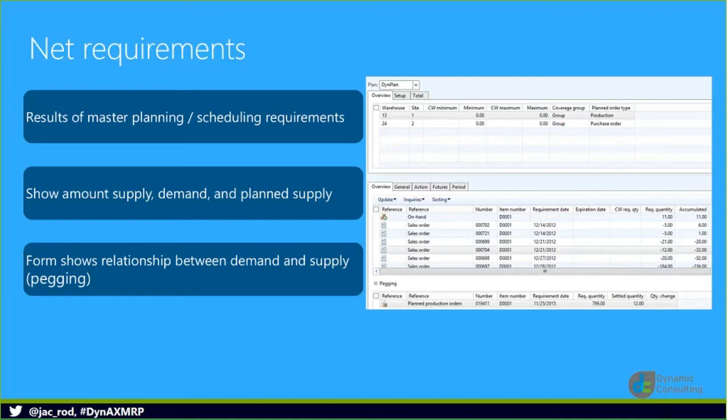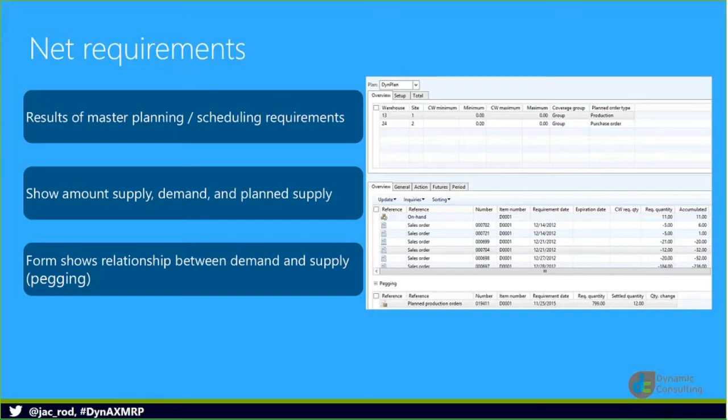So for example, since we have the 13 warehouse and Site 1 selected, all the results in the middle and bottom section are showing us the net requirements results for that warehouse. If you wanted to see the on-hand level, sales orders and expected receipts in the 24 warehouse at Site 2, you have to click on that line and it would change the information below.